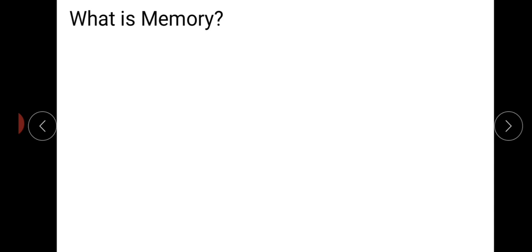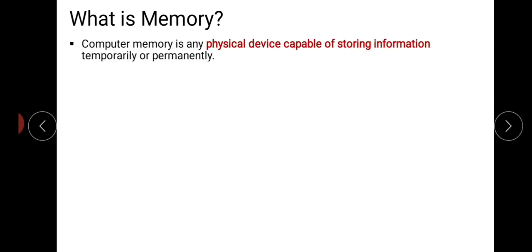So let us see what memory is. As we know, computer memory is any physical device capable of storing information temporarily or permanently. Any device of the computer which can store information is memory, and that memory can be temporary or permanent. So let us see the types of memory.